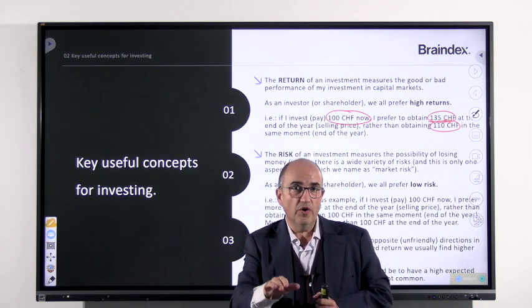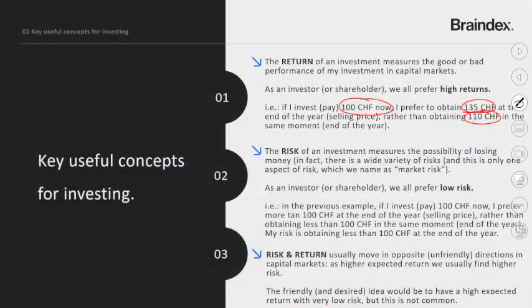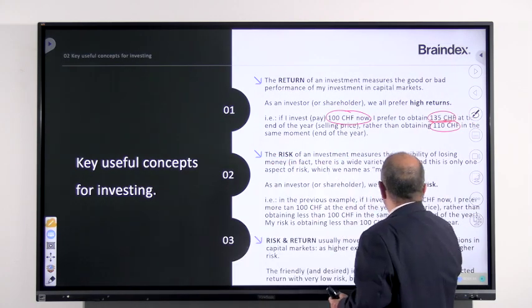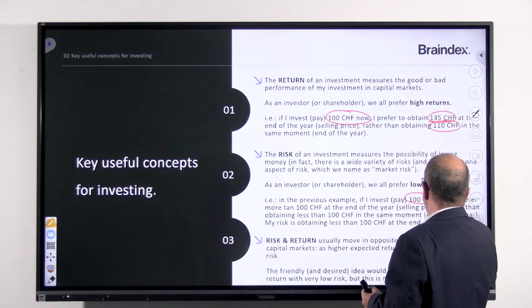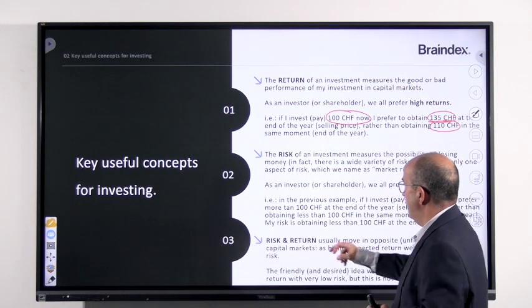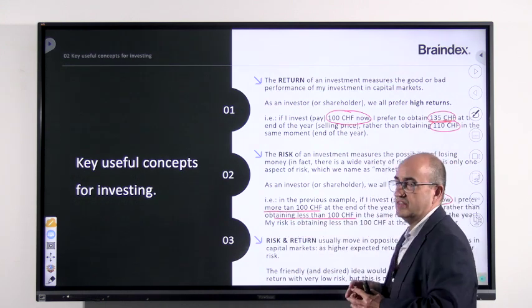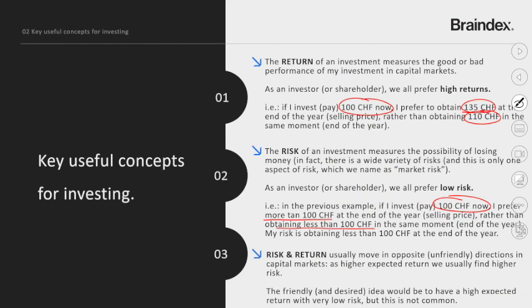The other side of the coin would be risk. Risk of an investment measures the possibility of losing money, and we all like to have a very low risk. We don't like to lose money, right? In this very easy example of investing 100 Swiss francs now, we all prefer to have more than 100 Swiss francs at the end of the year rather than less. So we all prefer having more money than less, as simple as that.